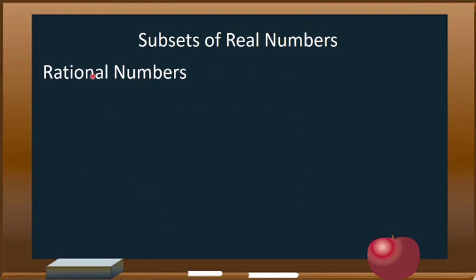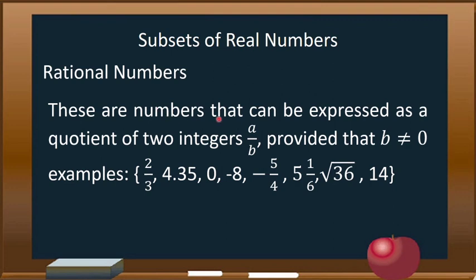Now, we have the rational numbers. Rational numbers are subsets of real numbers. So, what do we call these rational numbers? These are numbers that can be expressed as a quotient of two integers, a over b, where a is the numerator and b is the denominator, provided that b should not be equal to 0.